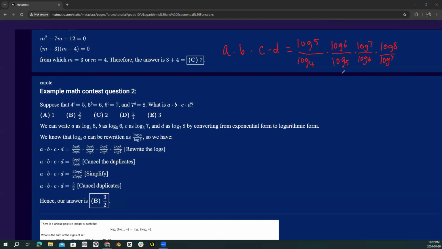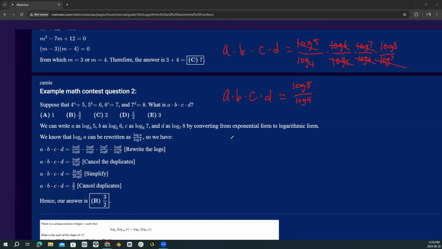As you can see, there's a lot of duplicates here, so we can just cancel all of these out. The log 5 is going, log 6 is going, and log 7 is also going. Those are all canceled out, which gives us A times B times C times D as log 8 over log 4. So now that we have a singular expression, we can simplify even further.